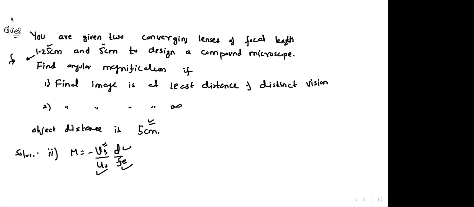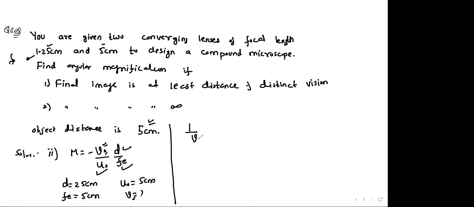Okay, I'm solving part two for you. You will solve part one. So I have D. You know that D is 25 centimeter. We have FE. FE is 5 centimeter. We have U naught, which is 5 centimeter. The only issue is V naught. To get V naught, I will be using lens formula: 1 by V naught minus 1 by U naught is 1 by F naught.